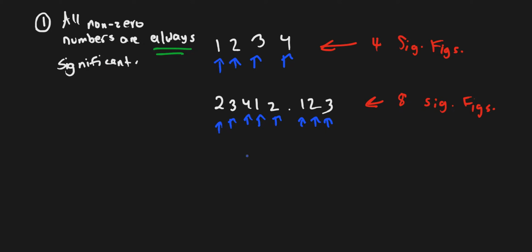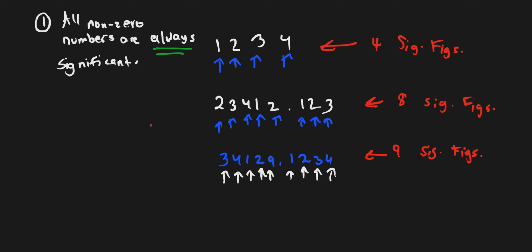Let's do one more just for fun. 34129, and then 1.1234. I don't know, this is just all going to be significant: 1, 2, 3, 4, 5, 6, 7, 8, and 9. So this is not too bad, right? All of these are significant. So it's 9 sig figs.